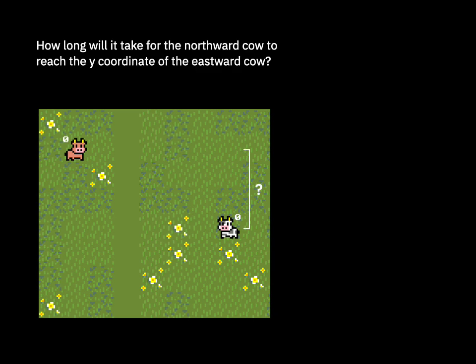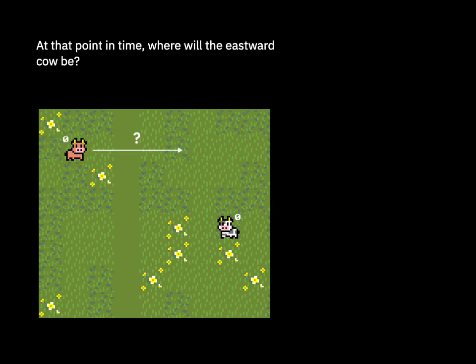We'll start, as before, by asking how long it will take for our northward cow to reach the y coordinate of the eastward cow. Just as before, this will be the difference between the y coordinates of the two cows. And just as before, our next question is, at this point in time, where will the eastward cow be? This time, however, let's think about the answer to the question in terms of whether the eastward cow is still moving or has been stopped at some point.